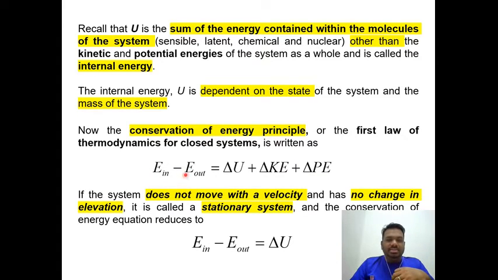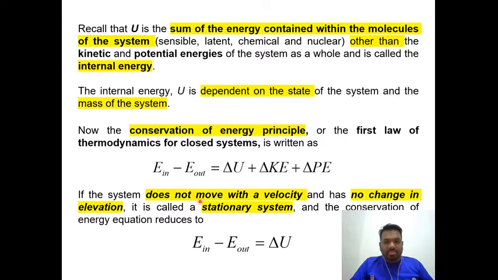E in minus E out equals changes in internal energy plus changes in kinetic energy plus changes in potential energy. If the system does not move with a velocity and has no change in elevation, so no speed involved, which is related to kinetic energy, and also elevation, which is related to potential energy.